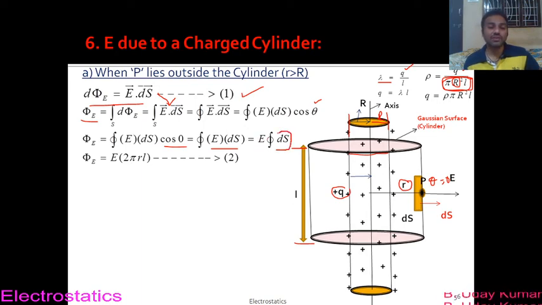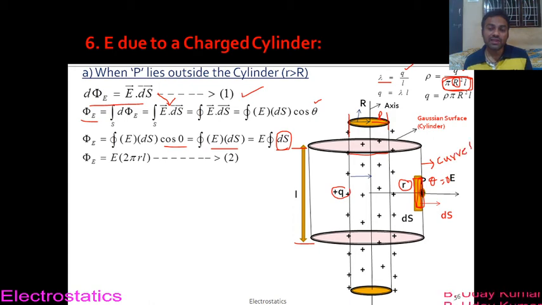What is this ds here? Please remember, this ds is the area element that I have chosen on the Gaussian cylinder, not on the real cylinder. Please try to understand this, guys. This ds is the area element I have chosen on the Gaussian cylinder, and the Gaussian cylinder has a radius of small r now. So now the integral of ds becomes the total surface area of the Gaussian cylinder whose radius is smaller, and actually the total surface area includes the area of this curved surface.